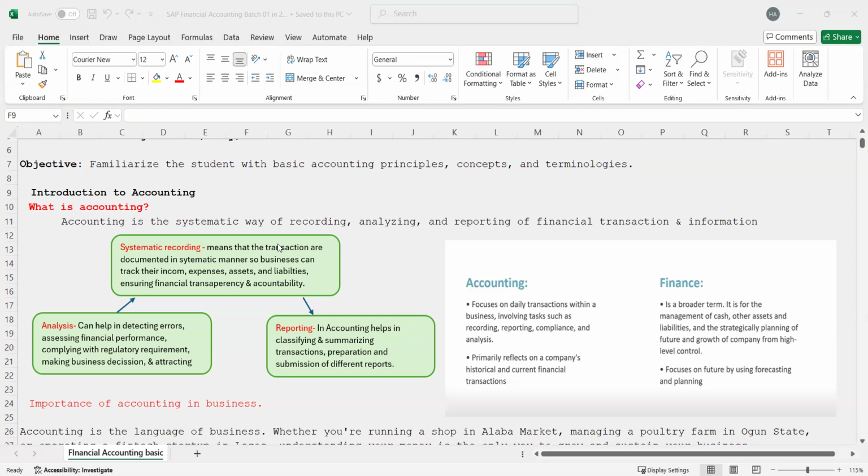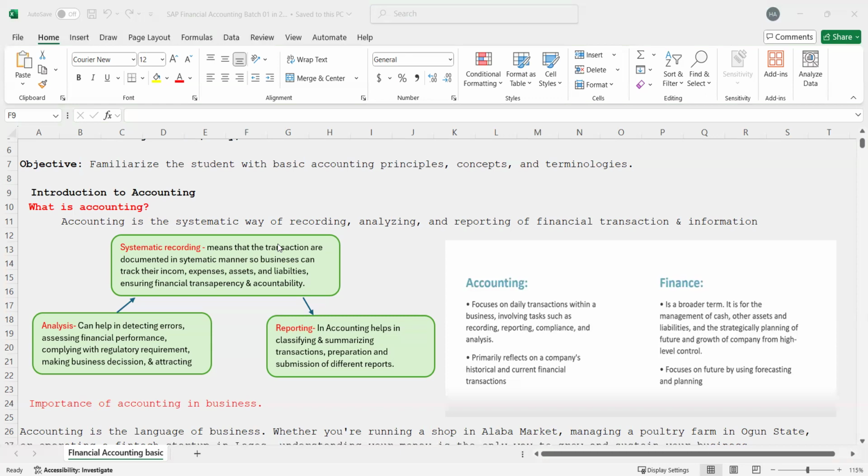Their day-to-day activities involve recording transactions, reporting them, and following due process and the laid-out principles of accounting. Also, they primarily reflect on the company's historical and current financial transactions, meaning they are big on ensuring that the historical data, postings, or transactions meet the current financial obligations of the company.